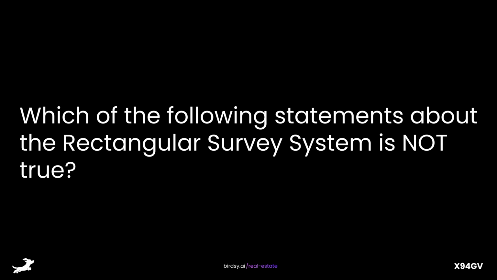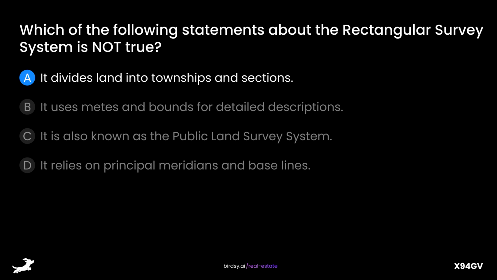Which of the following statements about the rectangular survey system is not true? Is it A, it divides land into townships and sections, B, it uses metes and bounds for detailed descriptions, C, it is also known as the public land survey system, or D, it relies on principal meridians and baselines? The answer is B, it uses metes and bounds for detailed descriptions.